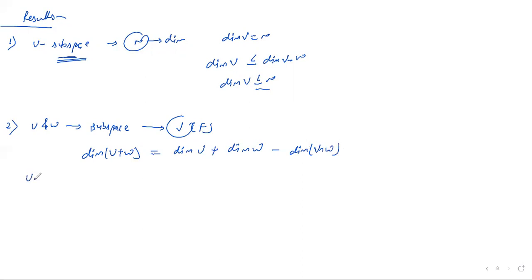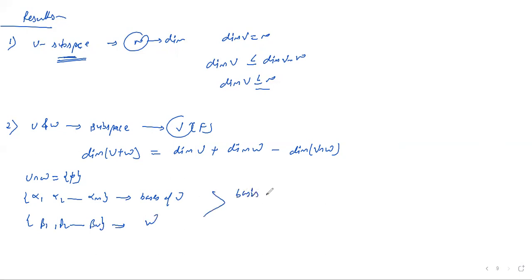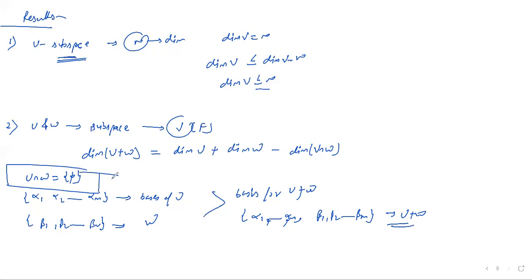If the intersection of these two subspaces is empty, and the corresponding bases of these two subspaces are, let's say, alpha 1, alpha 2 to alpha m, the basis of u, and beta 1, beta 2 to beta n, the basis of w, then the basis for u + w will be alpha 1 to alpha m, beta 1 to beta n, if the intersection of these two subspaces is trivial.